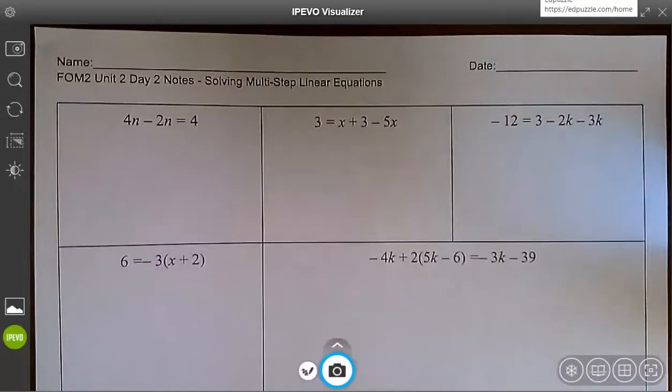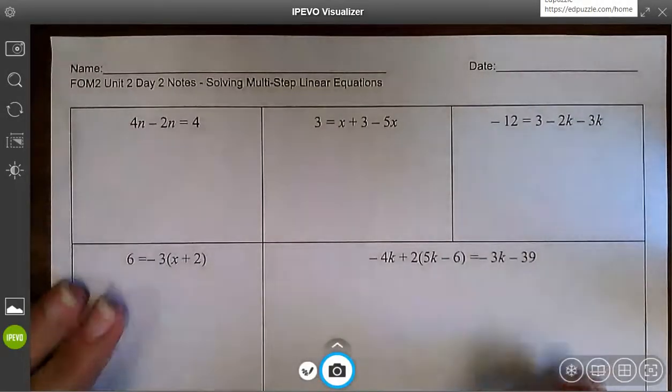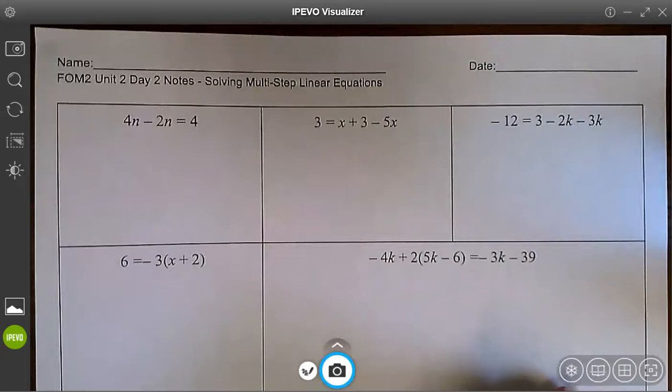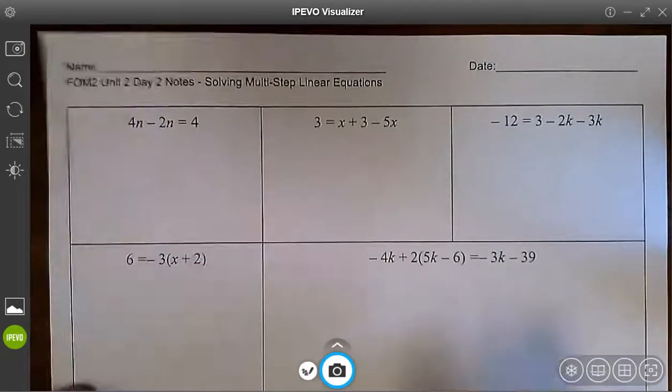Foundations of Math 2, Unit 2, Solving Multi-Step Linear Equations. So first you're going to combine your like terms on all sides of the equation, and then you're going to undo everything that's happening to the variables in the opposite order of PEMDAS.